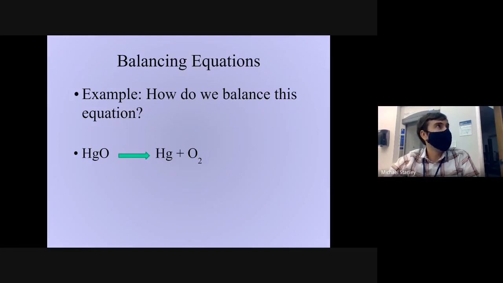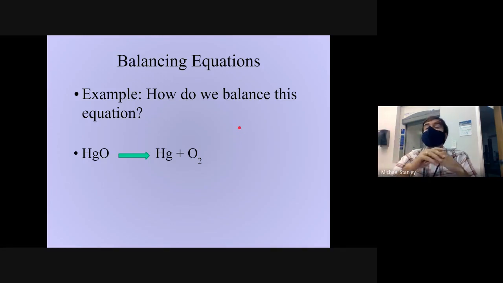So here is our base chemical equation. HgO, mercury oxide. So mercury is one of those weird ones where the name is mercury, but the symbol is Hg. I don't know why, it just ended up like that. Mercury oxide produces or turns into mercury plus oxygen. HgO produces Hg plus O2. So that is our base chemical equation.